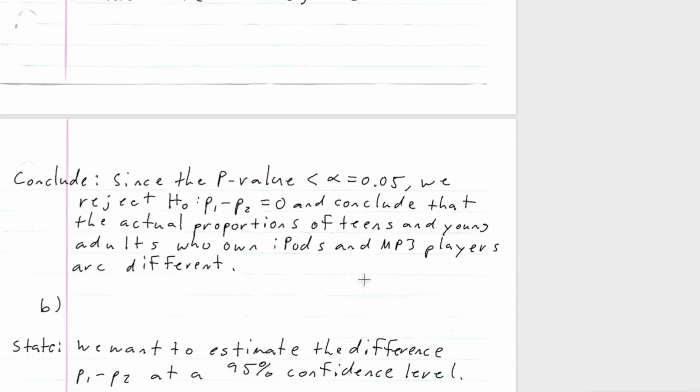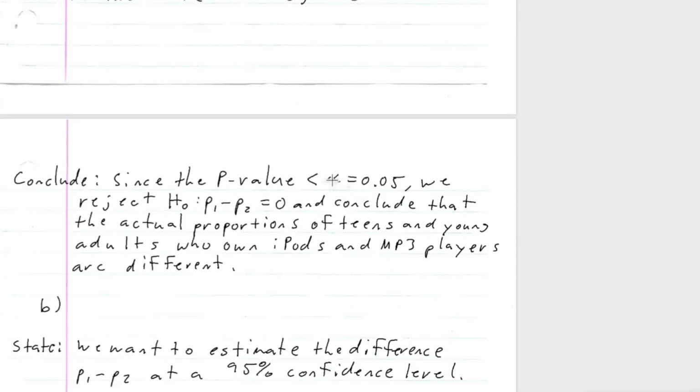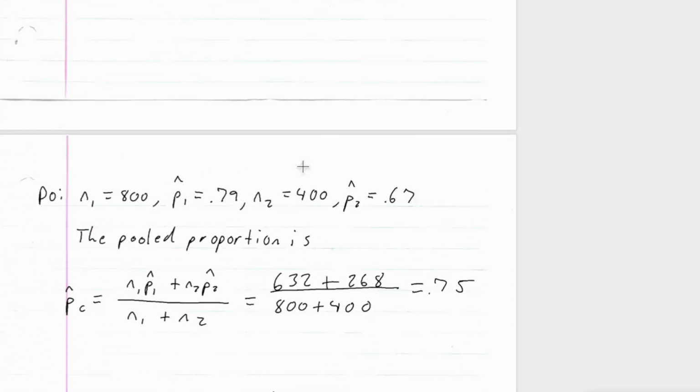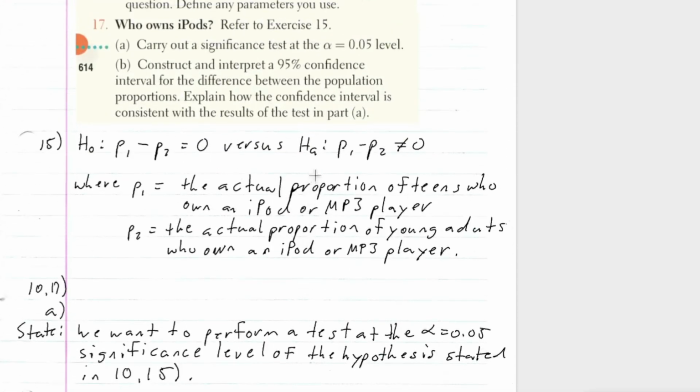So our conclusion is, since the p-value is practically 0, which is less than alpha, 0.05, we reject H naught, that their difference is equal to 0. And we conclude that the actual proportions of teens and young adults who own iPods and MP3 players are different, right? We have to reject the null hypothesis that their proportions were the same, that their difference would be 0. All right, so that's how you would do a test involving two sample proportions, trying to see if the proportions are the same or not.